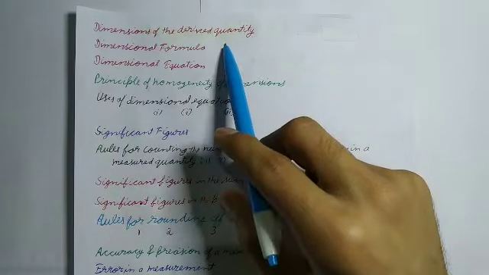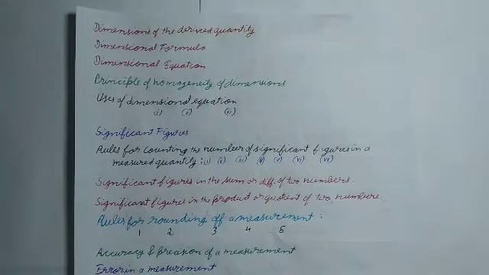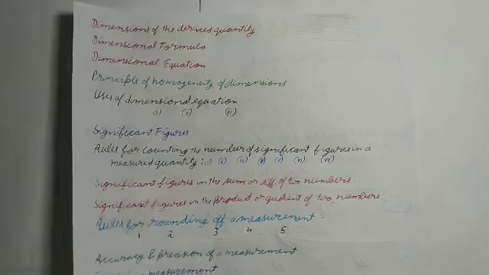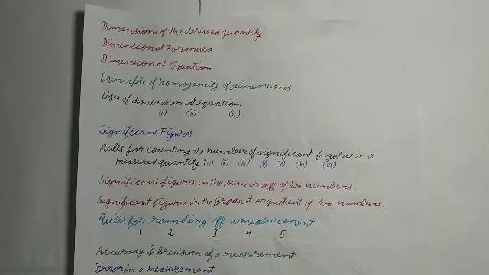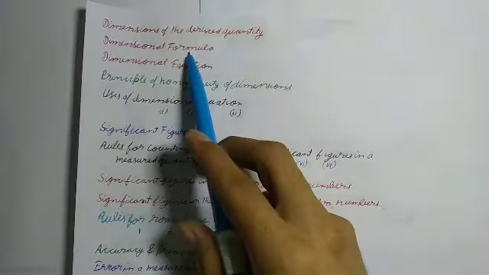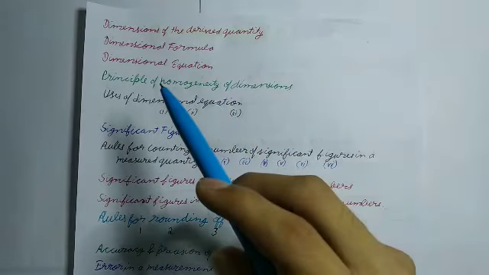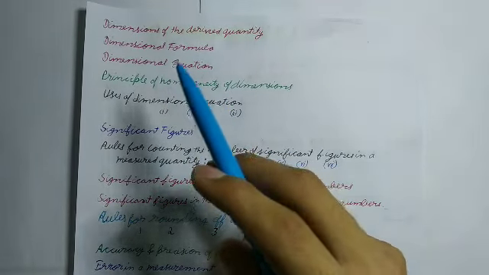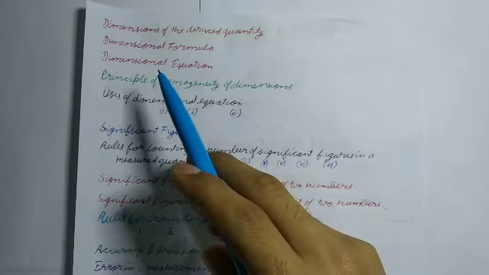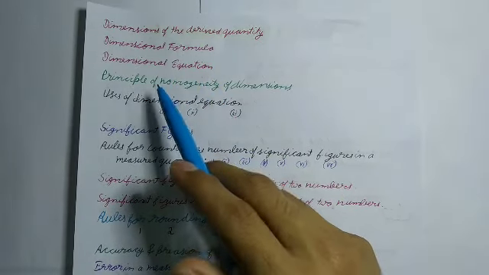Dimensions of the derived quantities. These are the powers to which the fundamental units of mass, length, and time must be raised in order to represent a derived quantity completely. Next is dimensional formula. It is an expression which shows how and which of the fundamental units of mass, length, and time occur in the derived unit of a physical quantity.